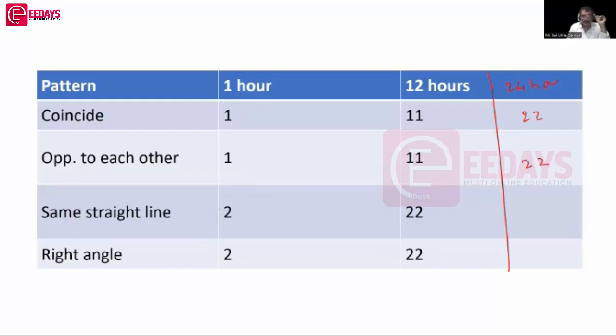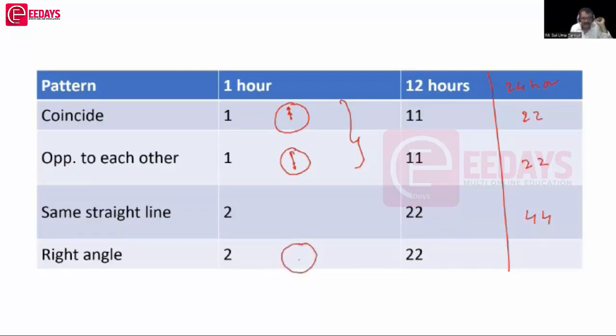Same straight line: 1 hour, 2 times. What is the difference? Coincide is nothing but, suppose this is a clock, and this is the minute hand and this is the hour hand. Opposite to each other means this is the minute hand and this is the hour hand. And what is the straight line? The combination of these two. Per every hour, 2 times. Per 12 hours, 22 times. But for 24 hours, that is equal to 44 times.